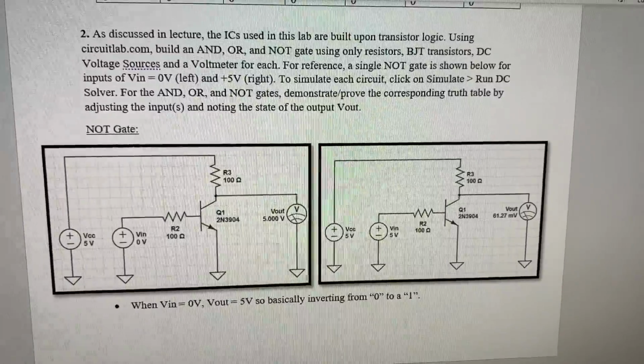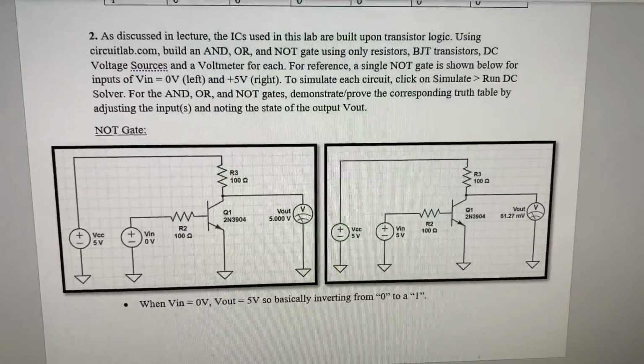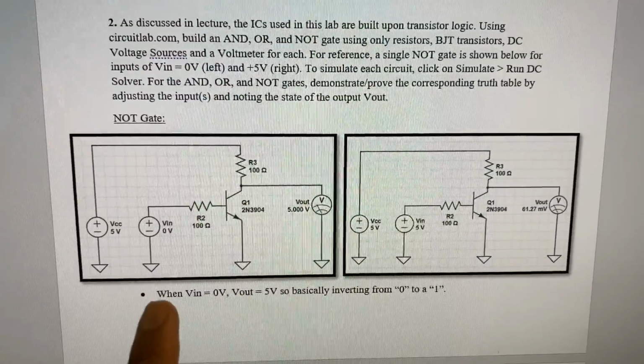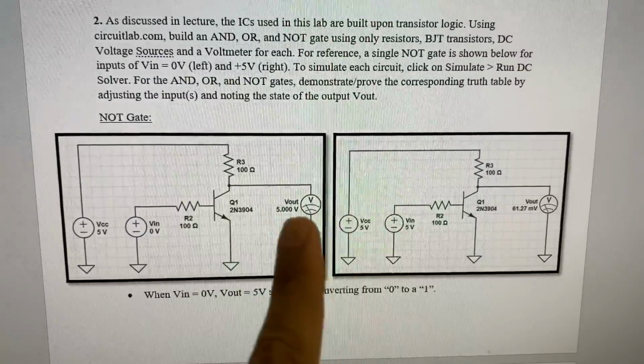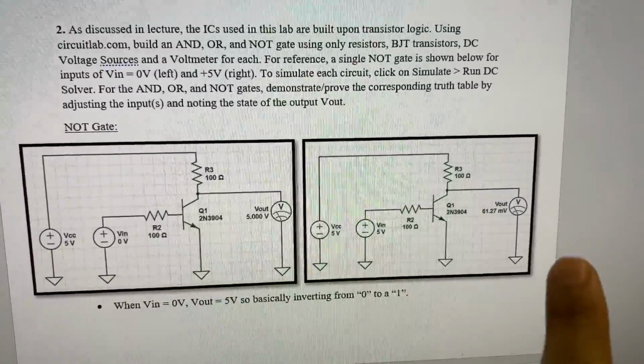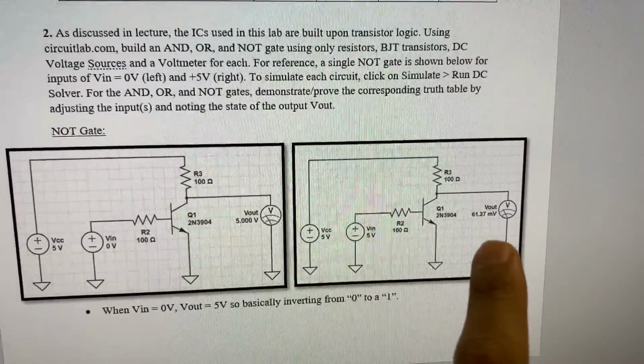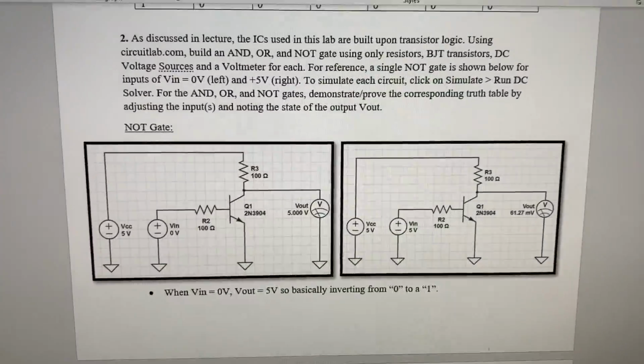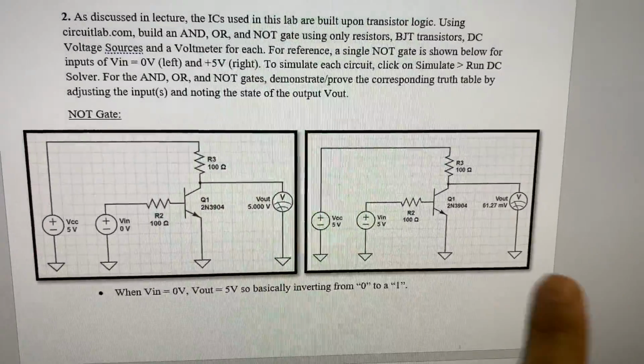So this is question 2, and this is the NOT gate. You can see the one over here when the input is 0 volts, the output is 5 volts. And this one, when the input is 5 volts, the output is really close to 0 here. So, it's basically from 1 to 0.